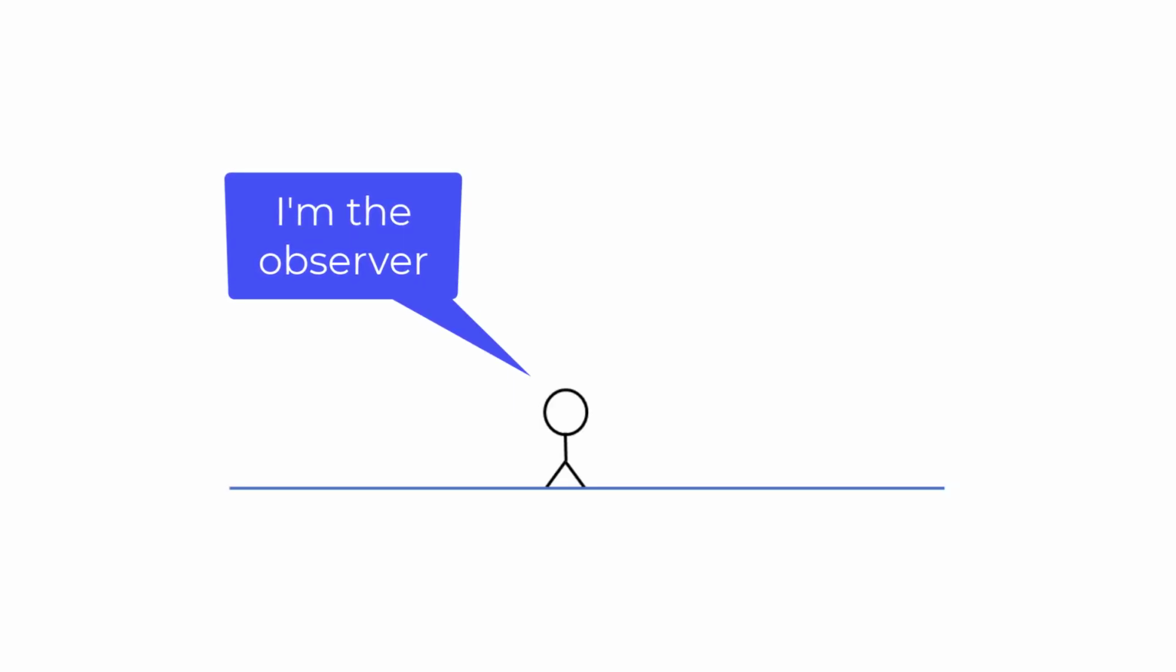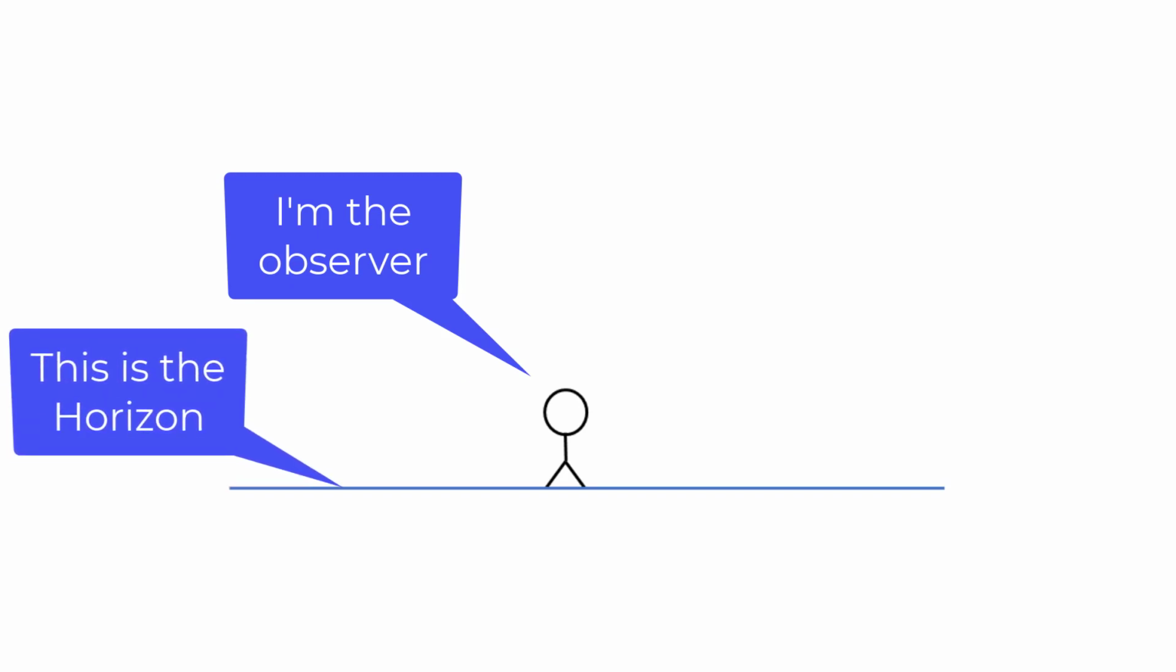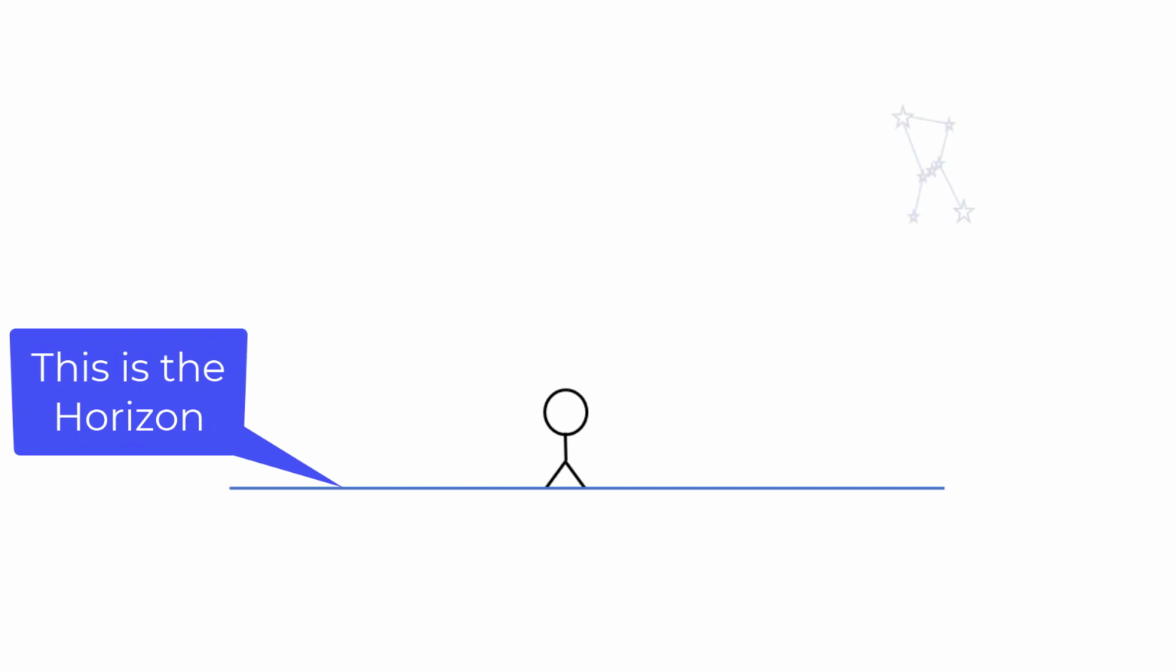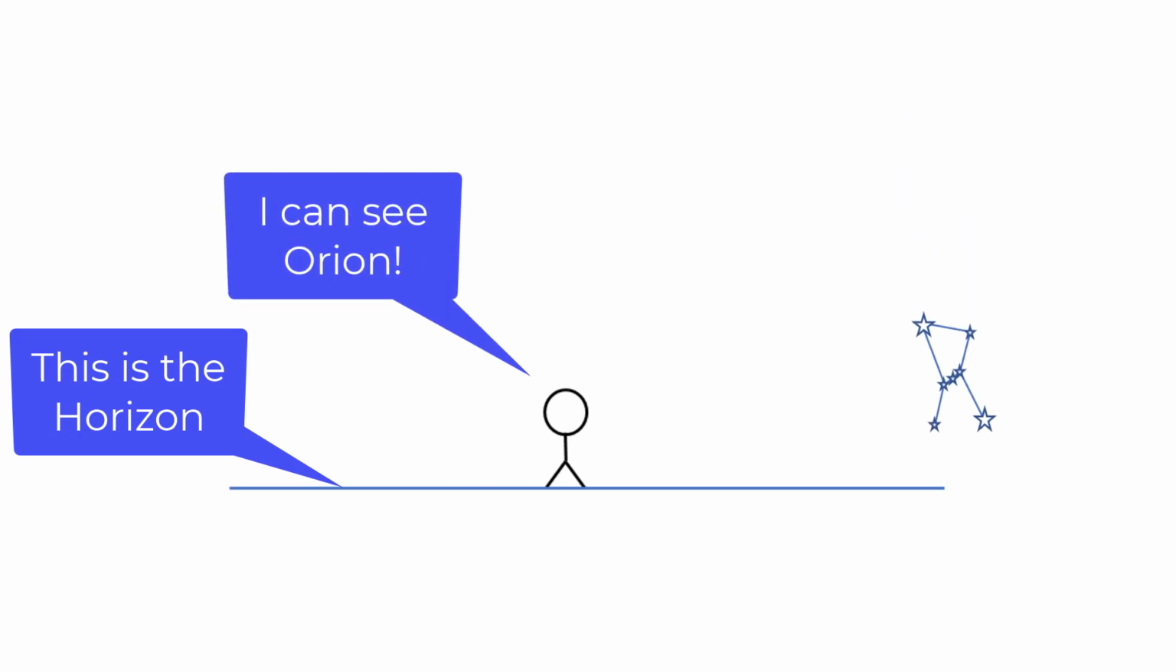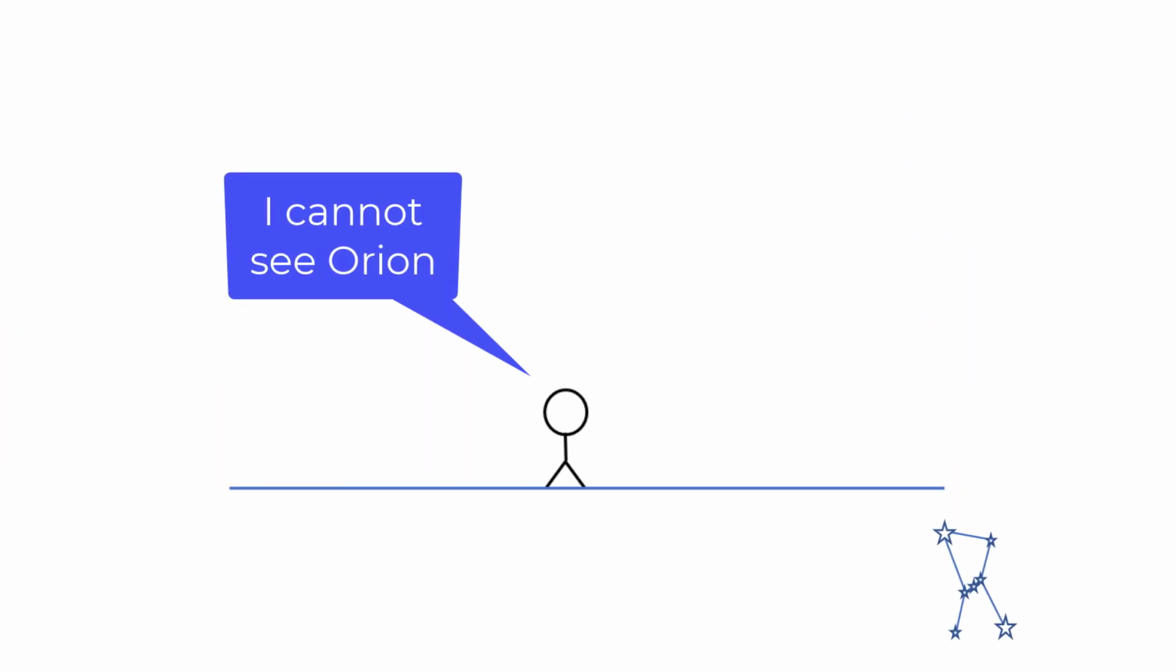We start with the observer. Since this is a stargazing course, I'm going to explain everything from the perspective of someone standing on the ground. This guy here is our observer, and he's standing on the horizon. The observer can only see objects that are above the horizon. If an object dips below the horizon, then it cannot be seen.